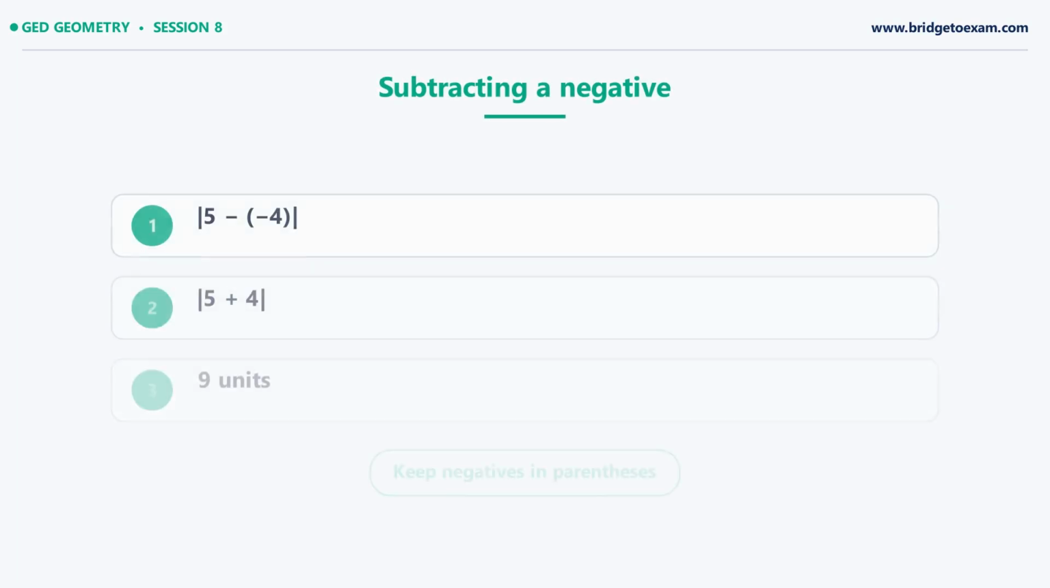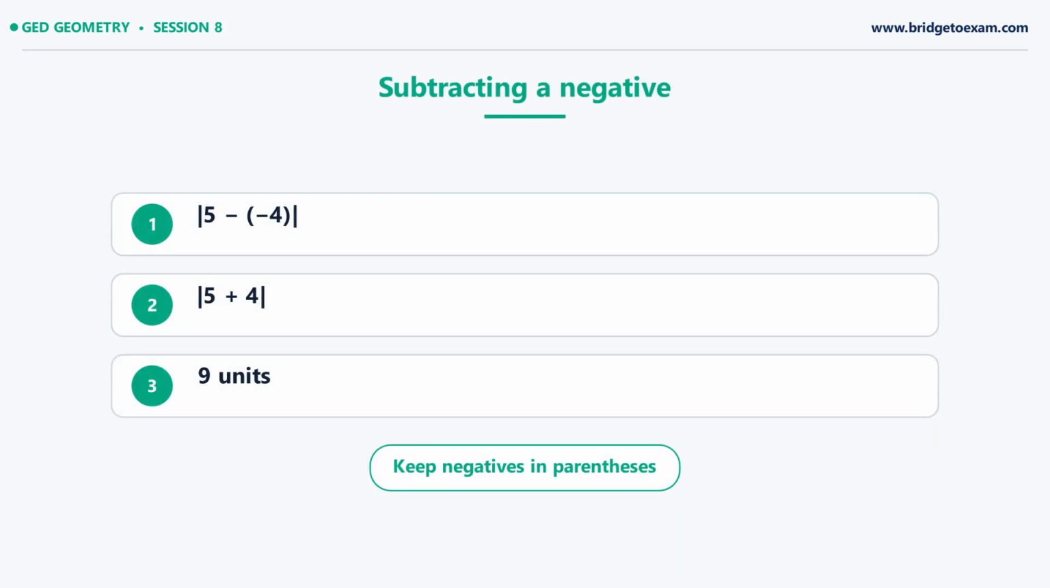For points (-4, 3) and (5, 3), compute the absolute value of 5 minus (-4). Subtracting a negative becomes addition, so the difference is 9. Parentheses around the negative coordinate make the arithmetic clear and protect against sign errors.